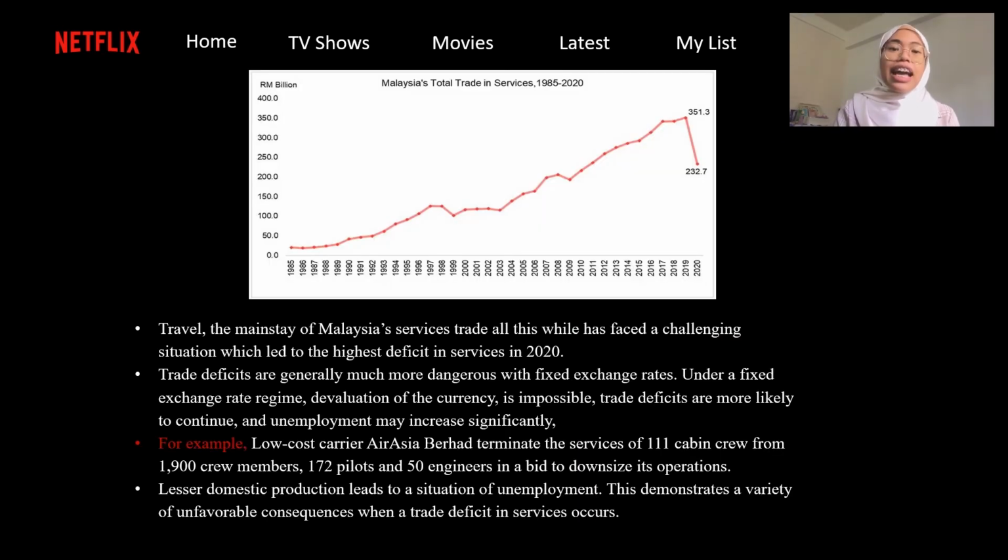Travel, the mainstay of Malaysia's services trade, has faced a challenging situation which led to the highest deficit in services in 2020 due to the COVID-19 pandemic. A significant decrease of 83.4% compared to the preceding year followed the border closure and travel restrictions imposed by countries around the world. Trade deficit, even in trade services, can create substantial problems in the long run.